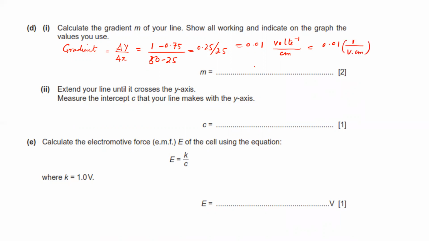So the slope is 0.01 and the units are 1 over volts dot centimeter, something like this. It will be your correct answer.